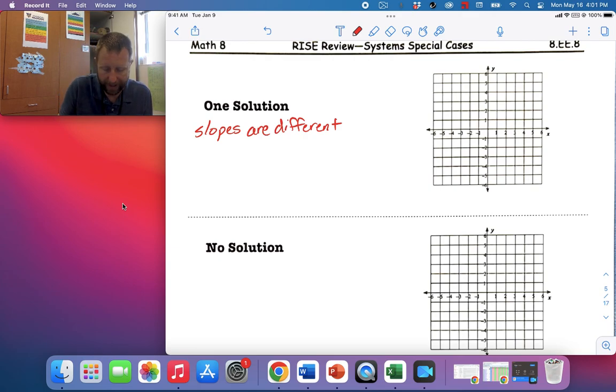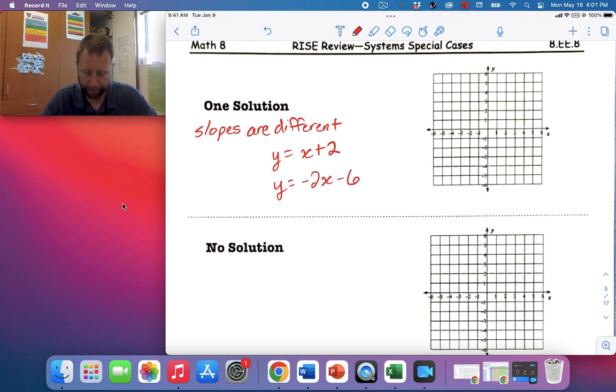Okay? So one example of that would be something like y equals x plus 2, which that would have a slope of 1, right? There's no number written there in front of x. And y equals negative 2x minus 6. Okay? So if I go to graph both of these, I'm going to see that they intersect once. So start at plus 2 and then go up 1 over 1, up 1 over 1, up 1 over 1, and then go backwards.